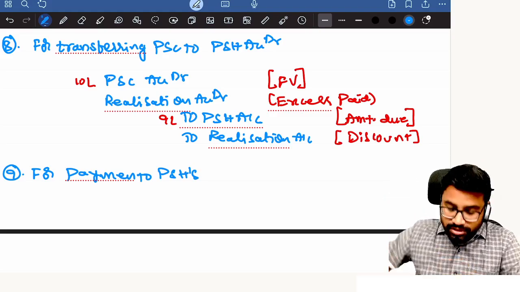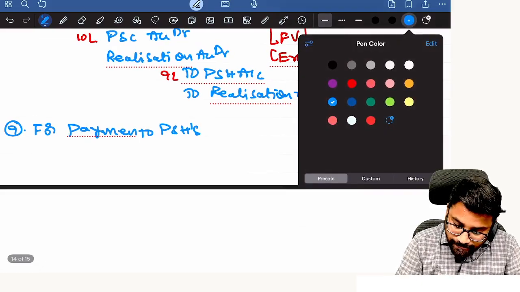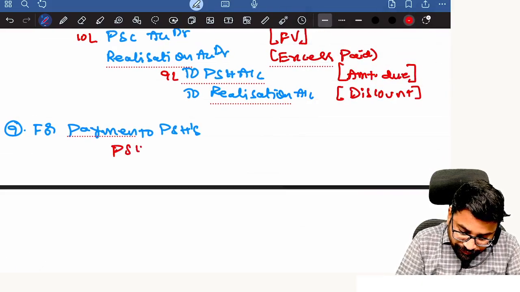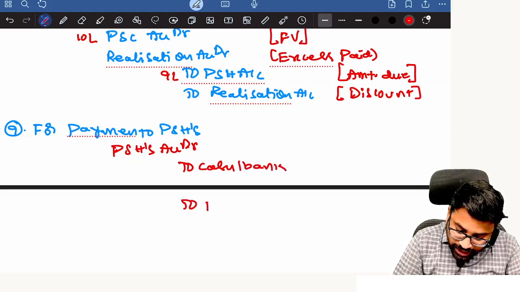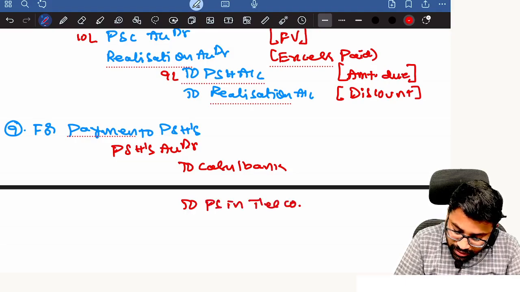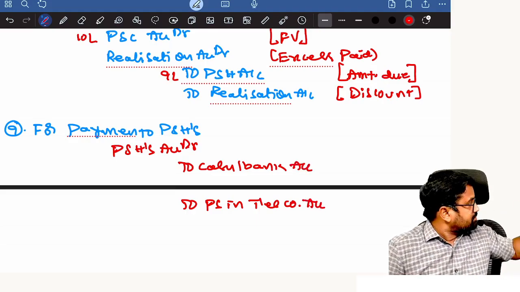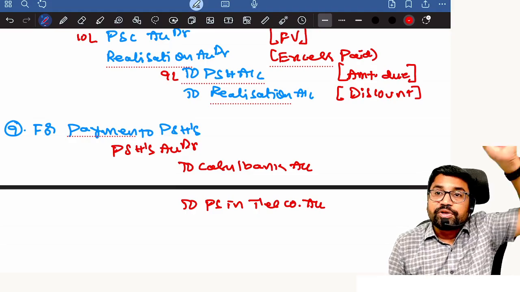Give it to them. Therefore, the entry is, when you make the payment, preference shareholders account debit to cash or bank, to whatever preference shares in transferee company account, whatever we received and belongs to preference shareholders, give it to them.